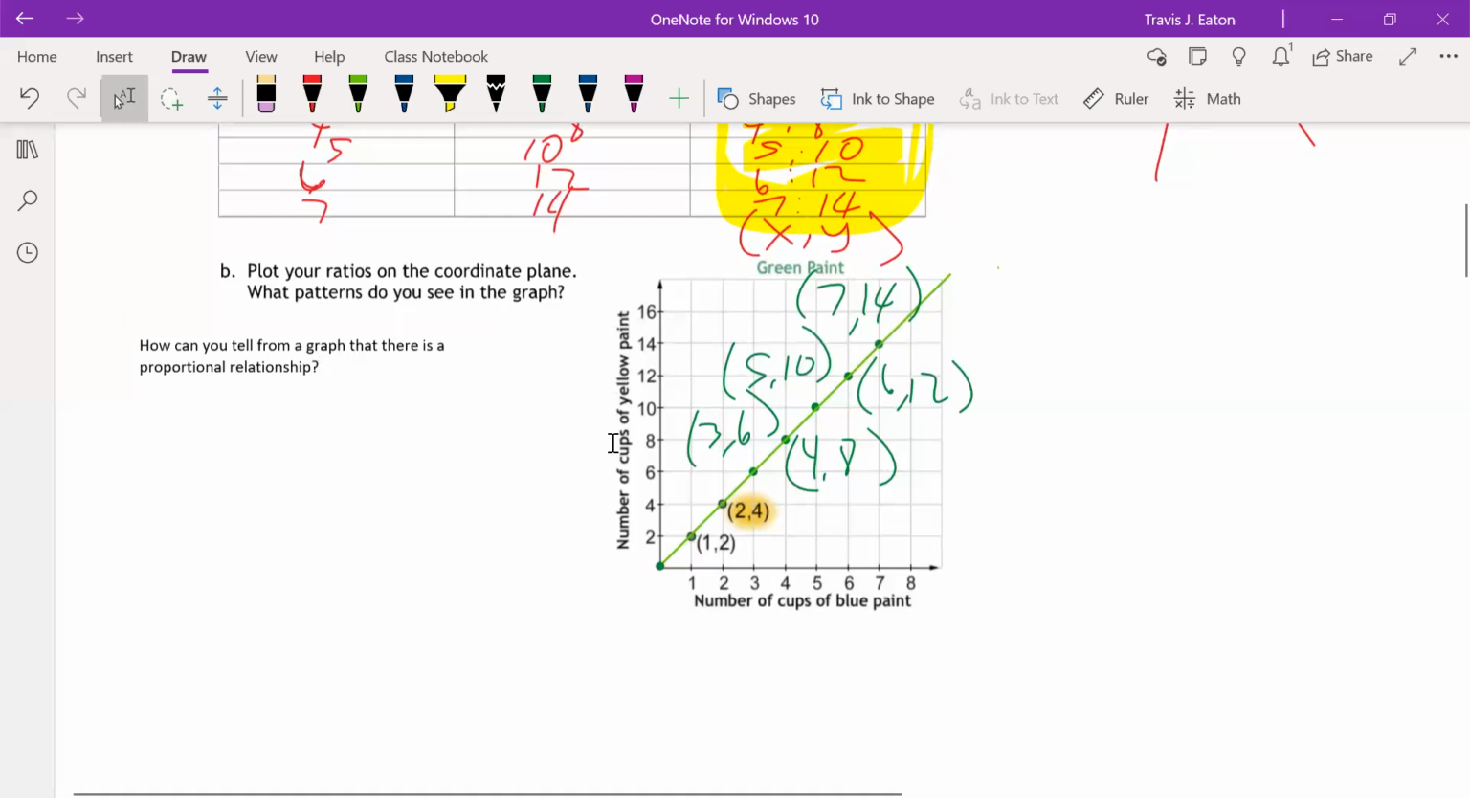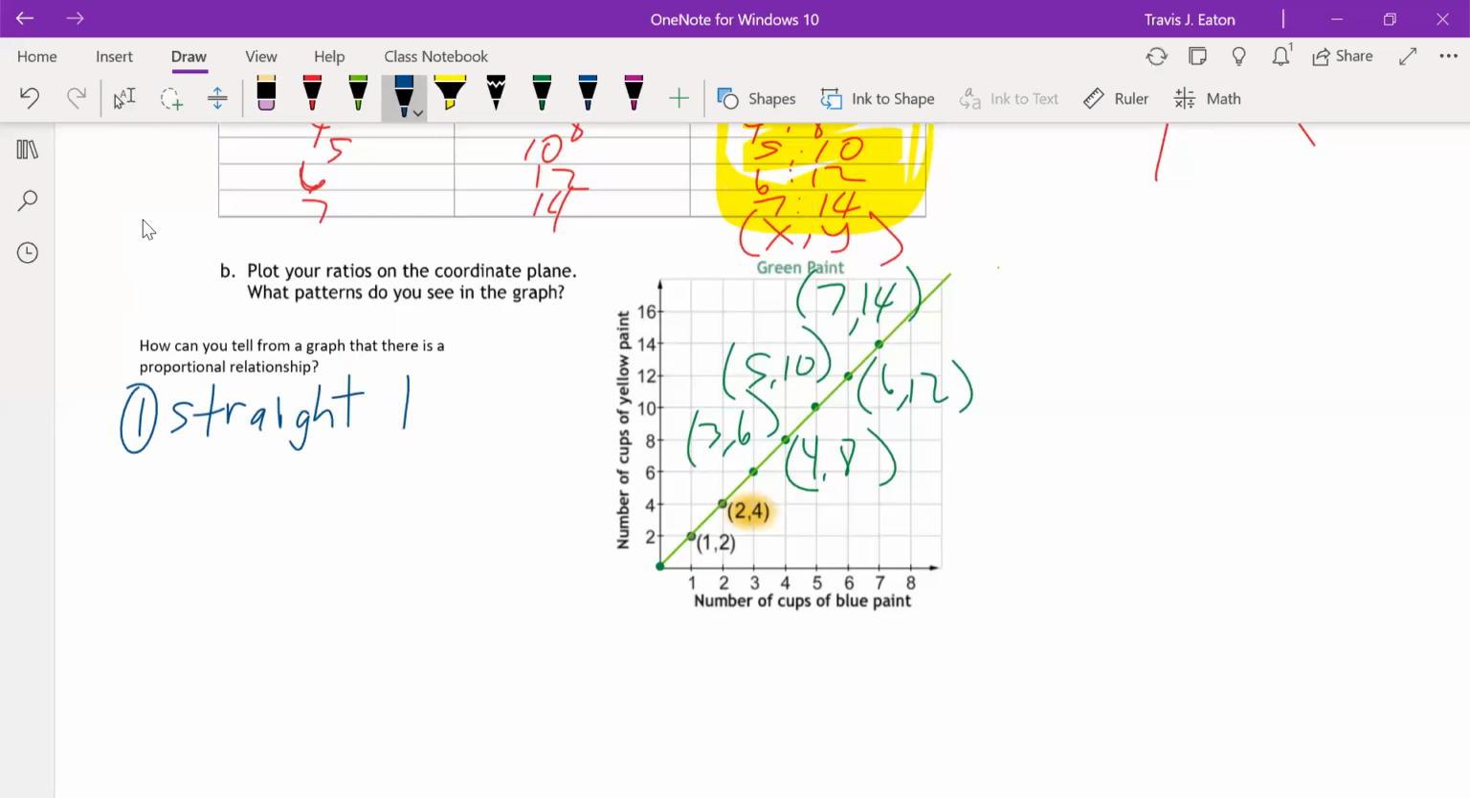Okay, that's a really important question to ask. Make sure you write that question down in your book. How can you tell from a graph that there is a proportional relationship? Okay, so the number one thing you want to look for, and we've talked about this, remember, first of all, for it to be a proportional relationship, it has to be a straight line. Like the one we see here, it is a nice straight line.